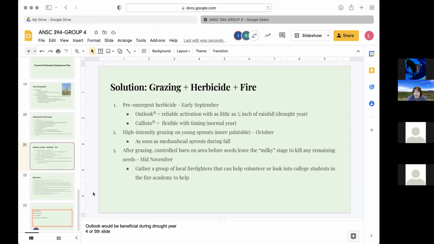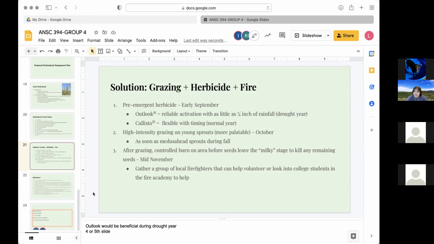And then what does high intensity grazing look like? Does that mean that you have a certain number of head per acre? What's your stocking rate and your grazing intensity going to be? What justifies high intensity grazing versus just normal conventional grazing? So those are some things to think about.